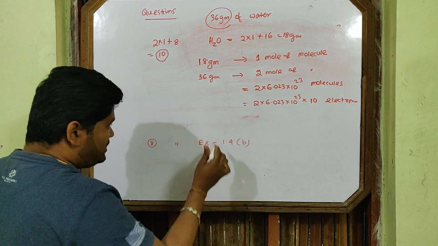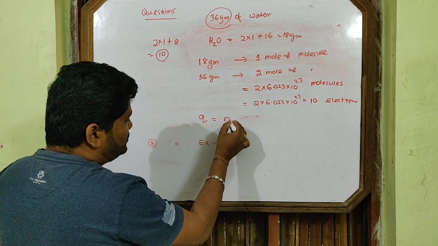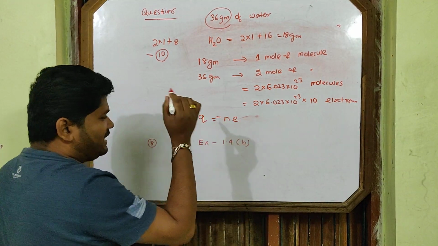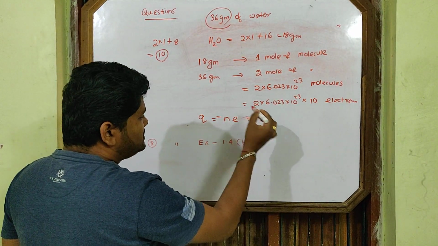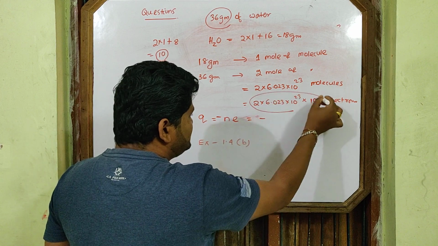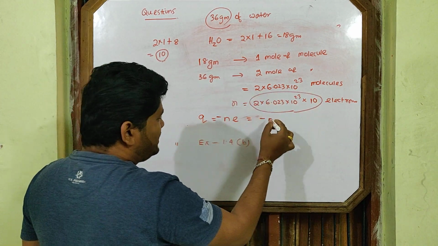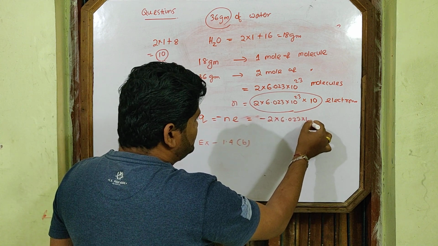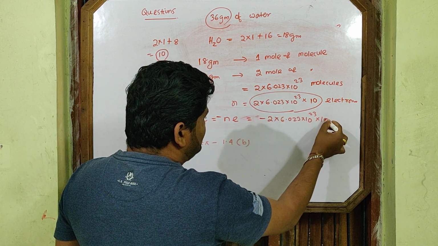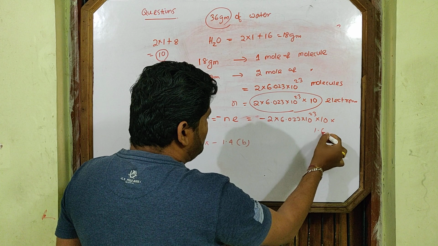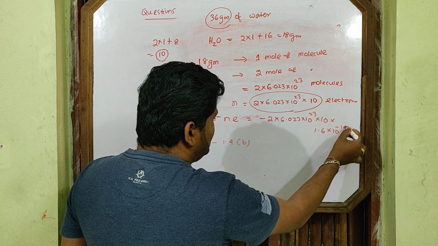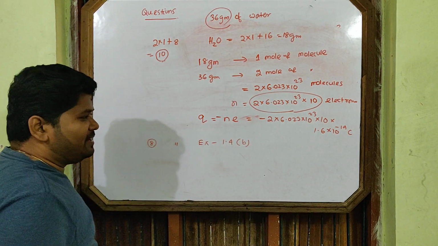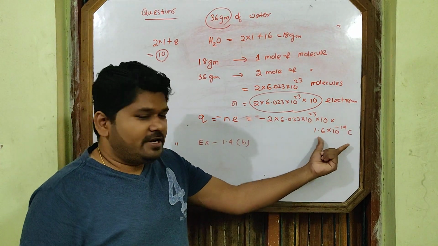Now you come to the point. What is the charge? Q is equal to Ne. If you are writing the electron charge, then write minus Ne. This is your n. So put it in: 2 into 6.023 into 10 to the power 23 into 10 into 1.6 into 10 to the power minus 19 coulomb. By multiplying, you will get the answer in coulomb.